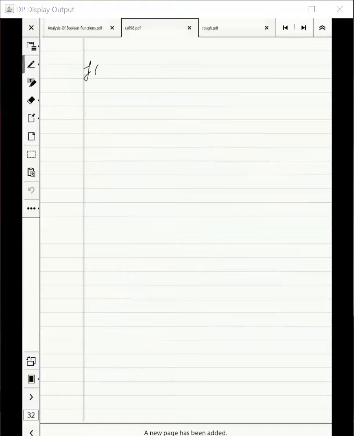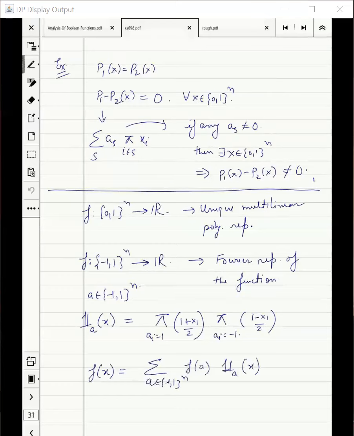So in the last page, by x1, you mean xi? Sorry, where? In the last page, this formula for the indicator function. What is x1? It's a polynomial, right? Oh, xi, sir. xi. Oh, yes, yeah. What was the logic behind this?